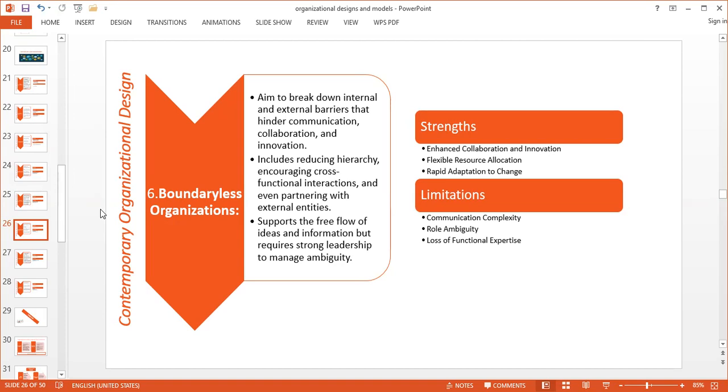Strengths of this design are enhanced collaboration and innovation, flexible resource allocation, and rapid adaptation to changes. While limitations of this design are communication complexity, role ambiguity, and loss of functional expertise.